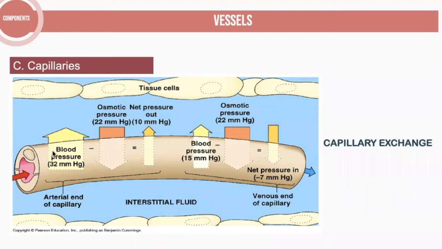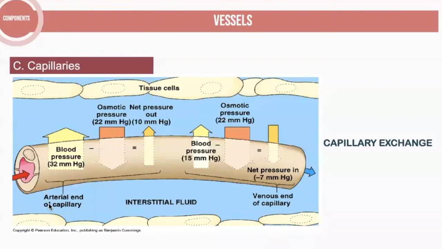Next is the osmotic pressure. So when we say osmotic pressure, that's the inward movement of water molecules due to high concentrations of plasma proteins in the blood. And that is represented here as the orange arrows. So this is osmotic pressure.